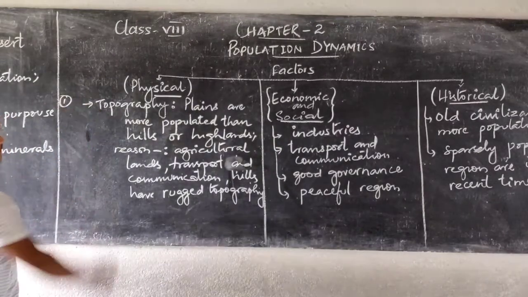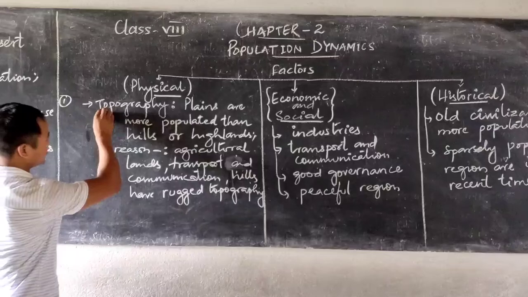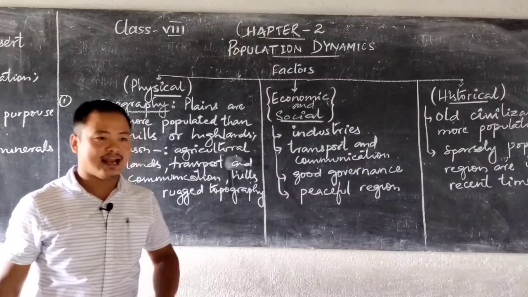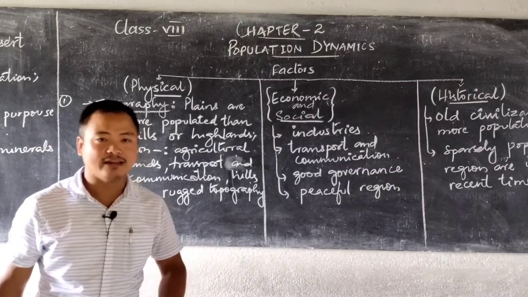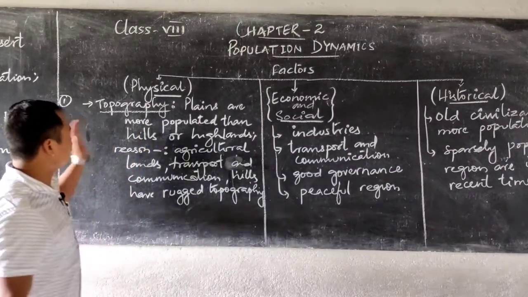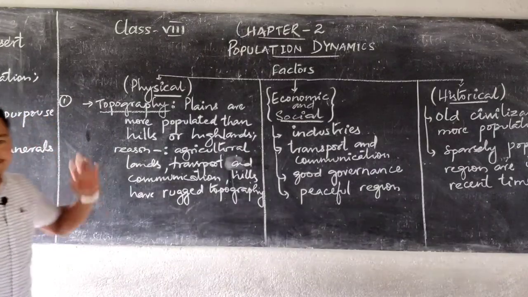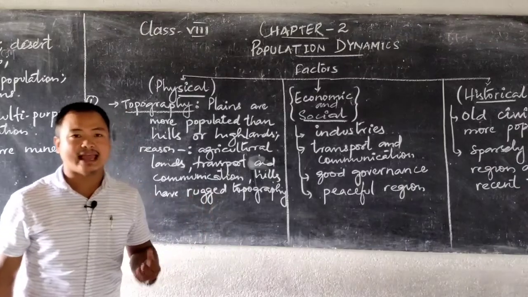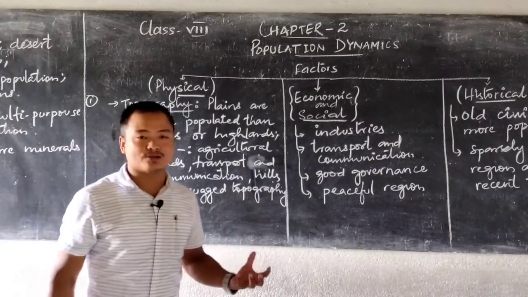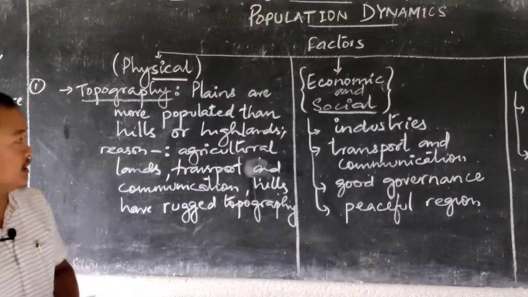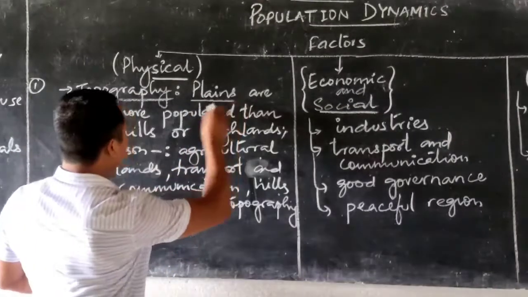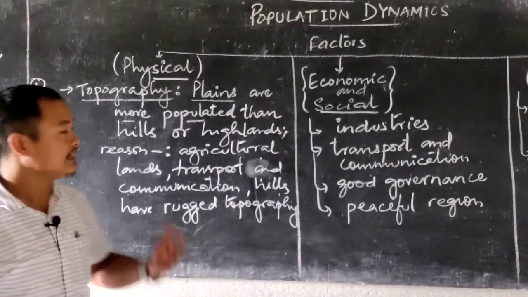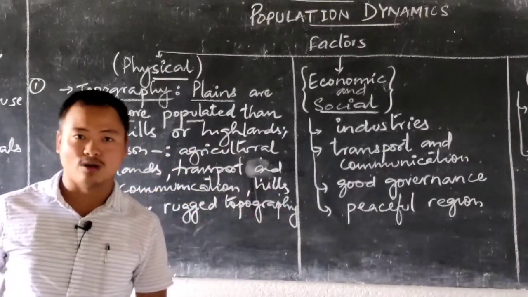First, in the physical division we see topography. With topography we simply mean the landforms, with various heights, various sizes and shapes. When we talk about topography, in basic terms what comes to our mind is plains, mountains and plateaus. When we look into the distribution of population, we see that plains are more populated. That means plains are more densely populated than the hills or highlands, or we can call them mountains.